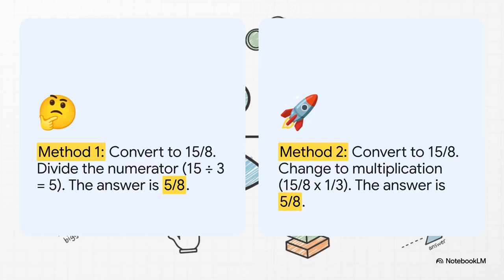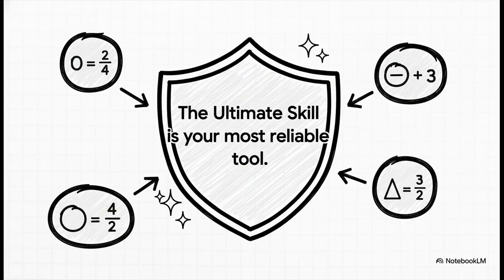And that's the main takeaway here. It's all about reliability. Changing division to multiplication is the universal tool that works every single time, even when the numbers aren't playing nice. So when you're in doubt, what do you do? You flip and multiply. It's the one strategy that will never, ever let you down.